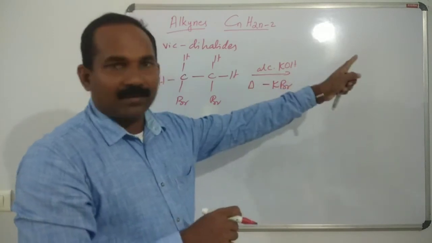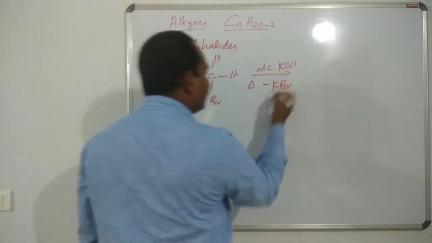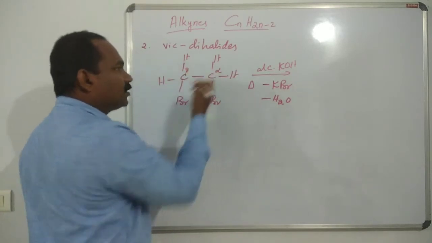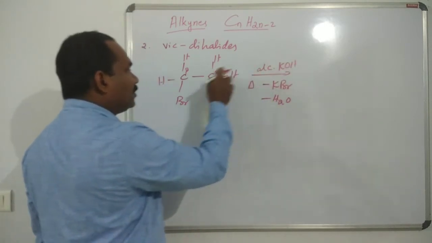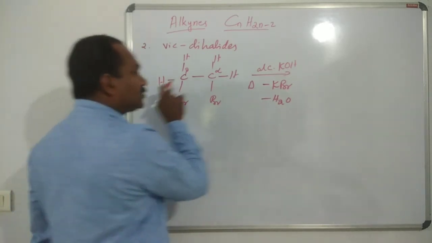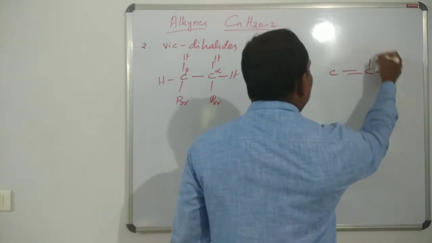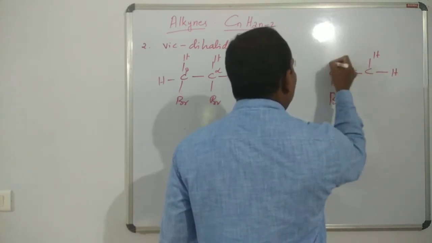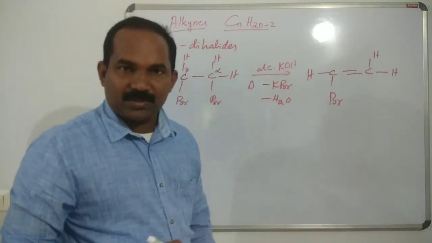Or you can write there, then OH and the beta hydrogen is eliminated as H2O. This is alpha, beta. So suppose this bromine takes the potassium and OH takes the H from the next carbon atom. We get C double bond C, H, then Br, H. One of the hydrogens is removed as water.